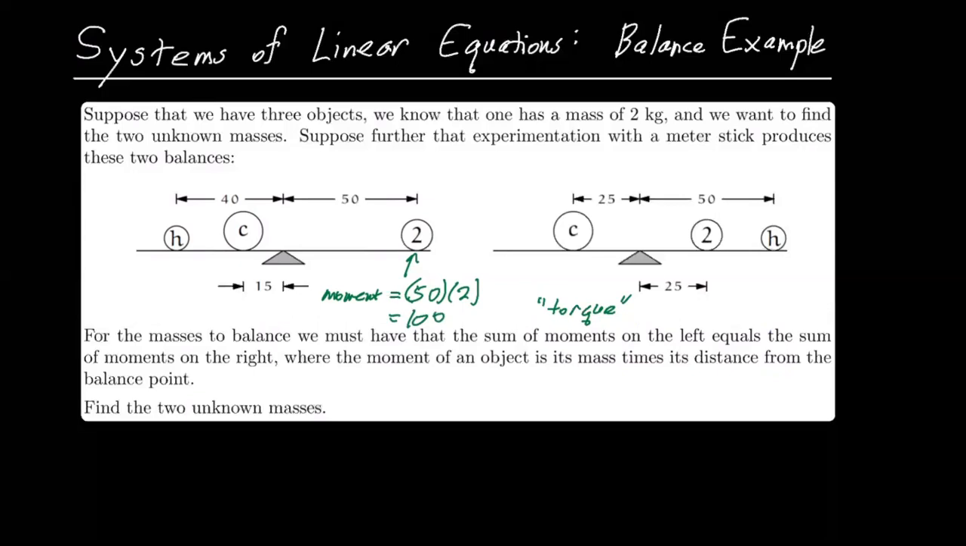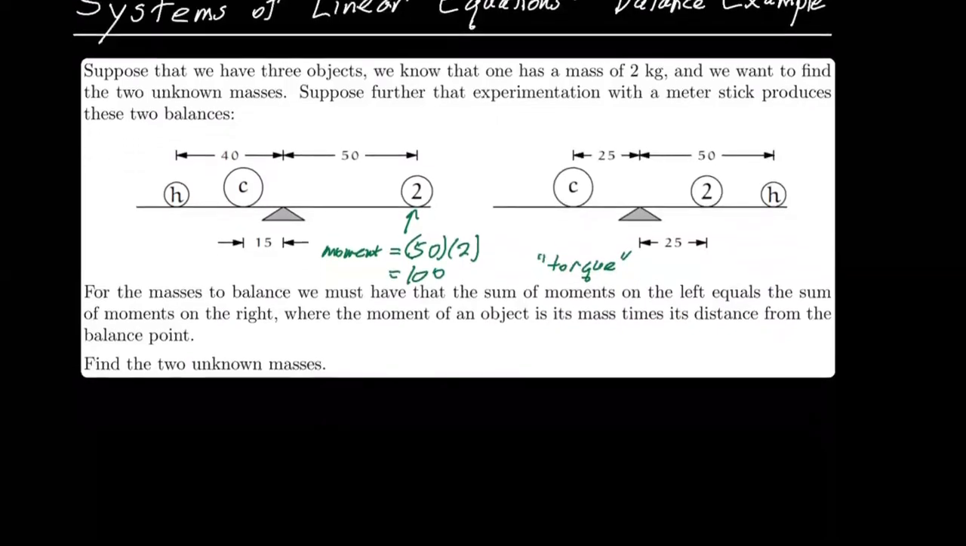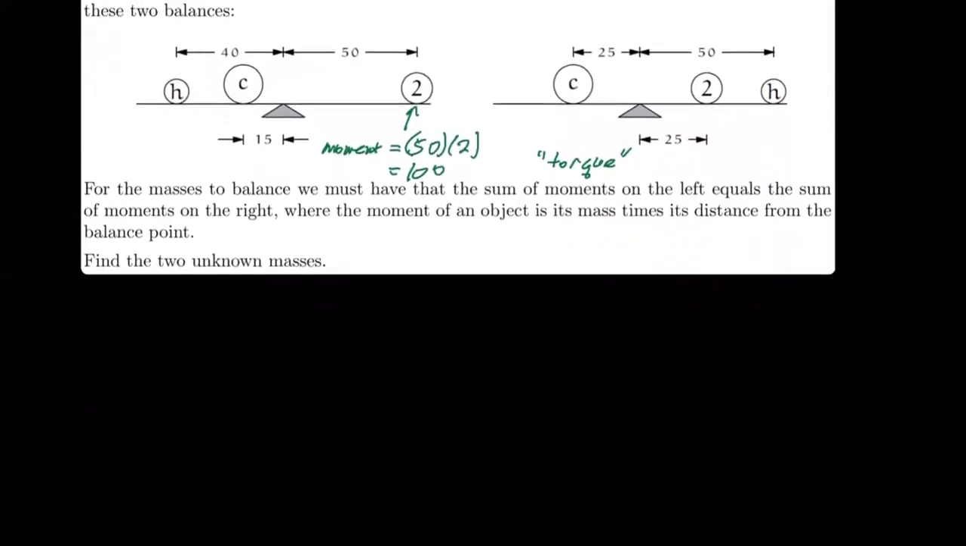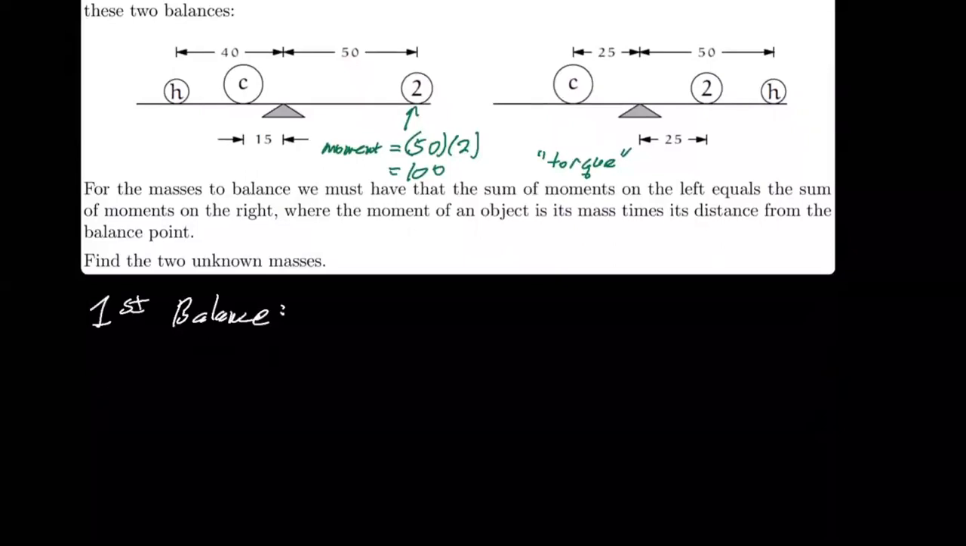So now if we want to use these balances to get some equations that hopefully will let us solve for H and C, we can sort of see this. Let me just scroll this up a little bit so I have some room to write. We have the first balance, the one on the left, so we want the moments on the left to equal the moments on the right. So it's the sum of the moments. On the left, we have this object H that's 40 units away, so 40H is the moment of that. And then C is 15 units, so that's 15C. And then that has to balance the moment on the right, which we just saw was 100. So that's one equation that we get.